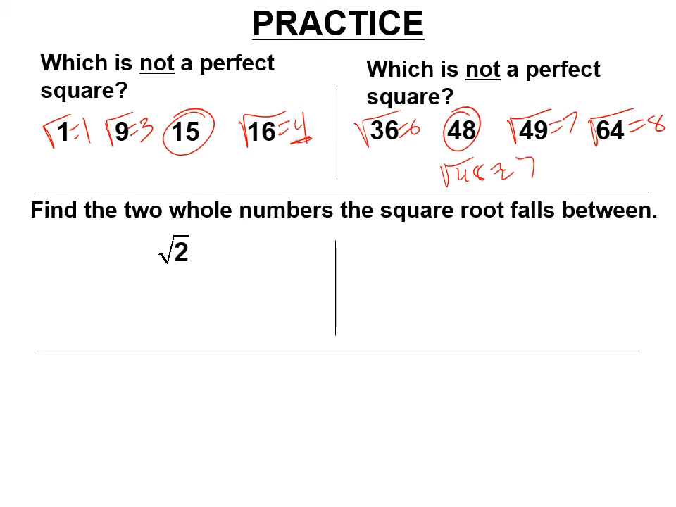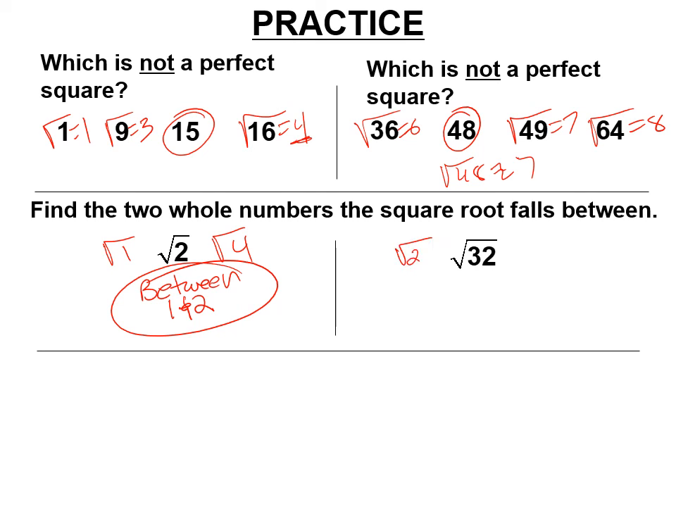All right, so what does it fall between? It falls between the square root of 1 and the square root of 4. Now, every year I do this problem and I get people to tell me the answer is 1 and 4. No, it's between 1 and 2 on a number line. 1 and 2 on a number line, right? The answer always is the square roots.